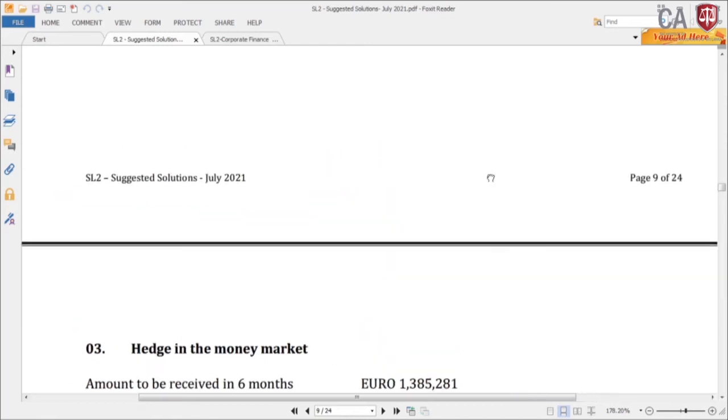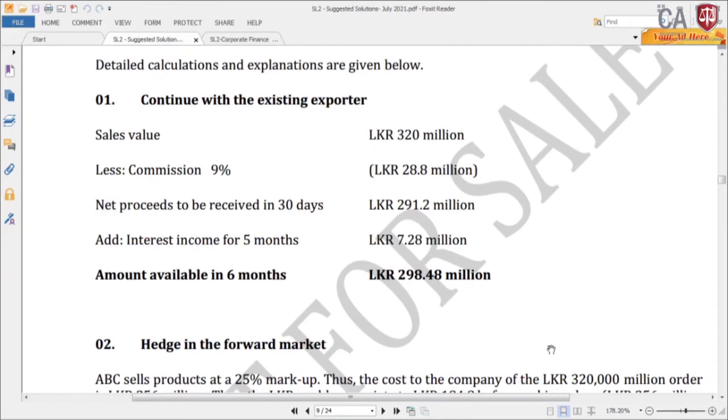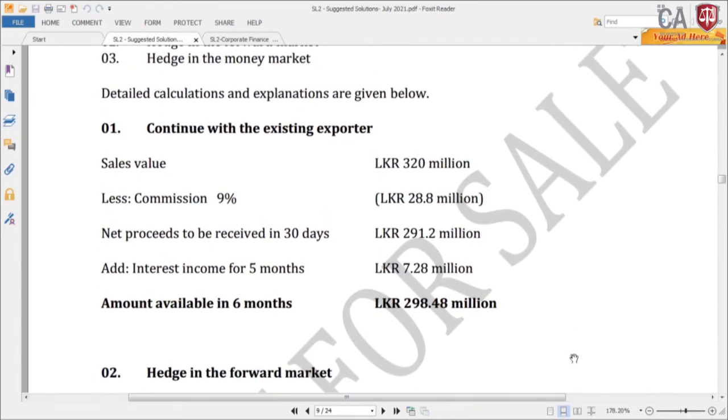But as I mentioned, the suggested answer also compared another option, which may not be relevant because it's not very clearly mentioned that you have the option of giving back to them. But for understanding purposes, you can calculate that. Sales value 320 million, and the commission of 9% you have to pay is 28.8 million. Then you receive the net proceeds in 1 month.